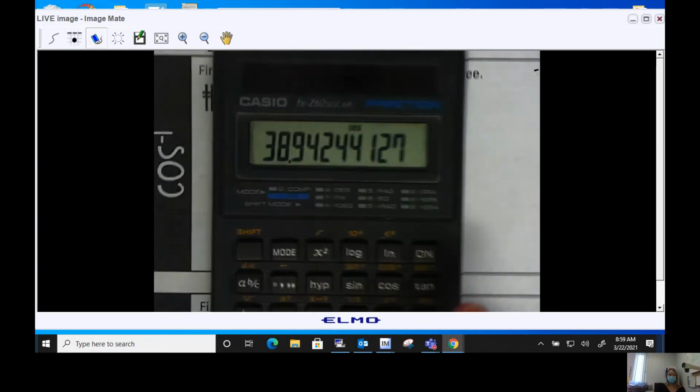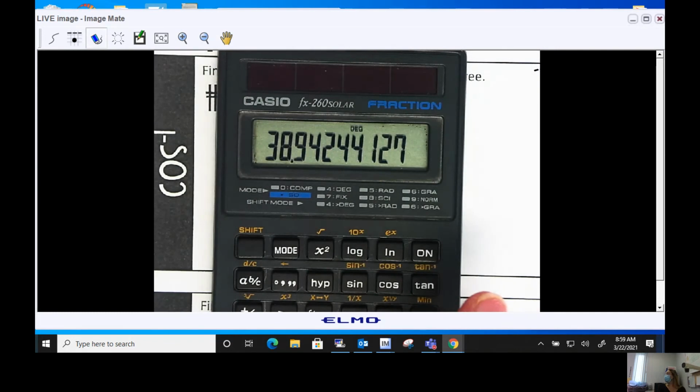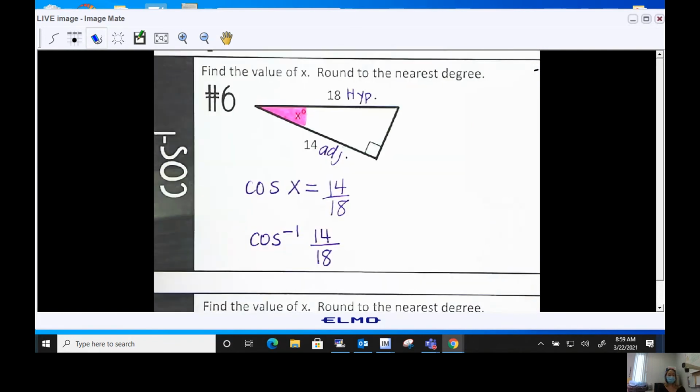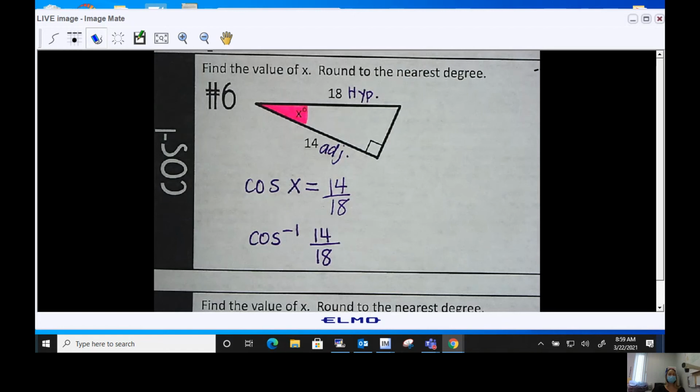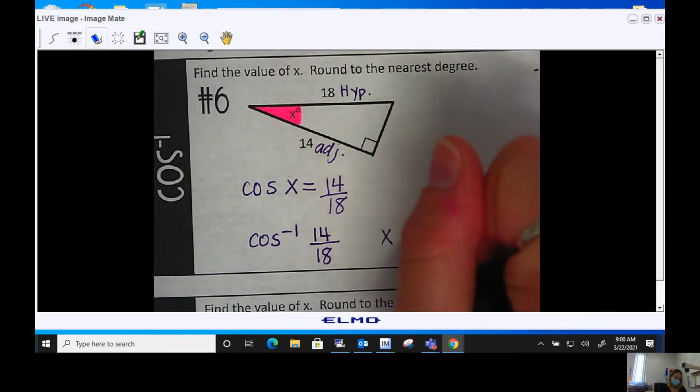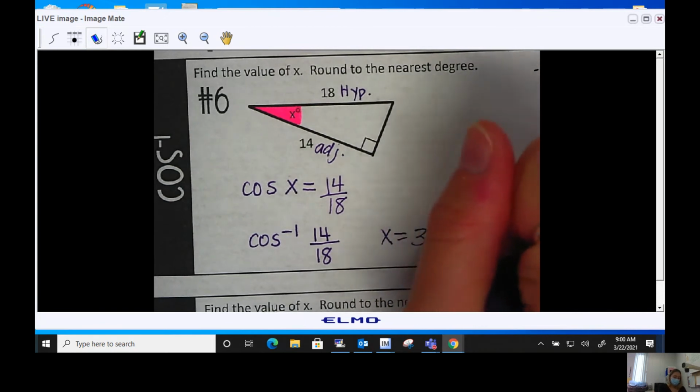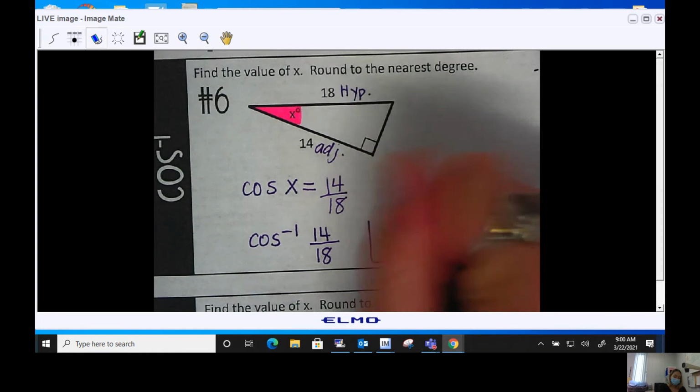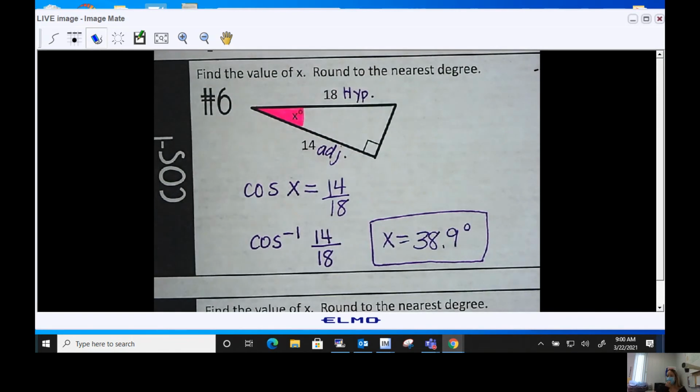Okay, did you get 38.9? No. All right, one more time in your calculator. 14 divided by 18 equals, and then you push second cosine. So my answer is 38.9 degrees. And again, we're talking about an angle, so I put degrees.